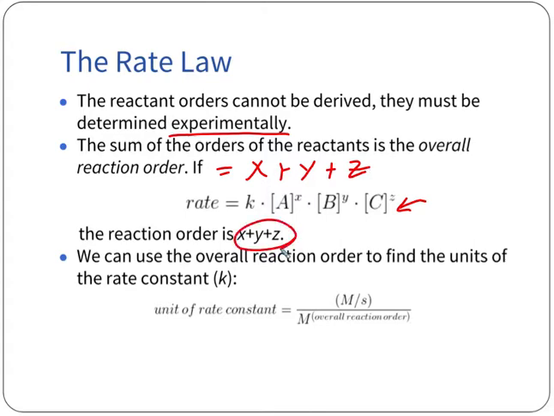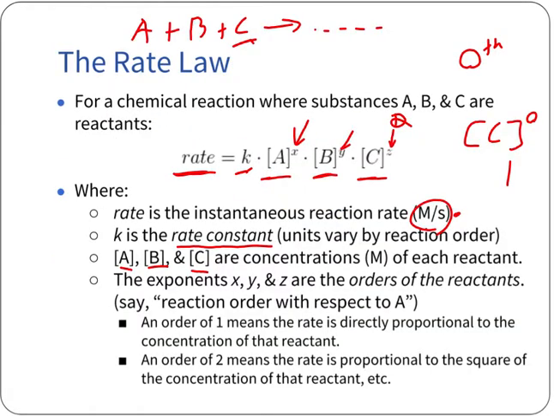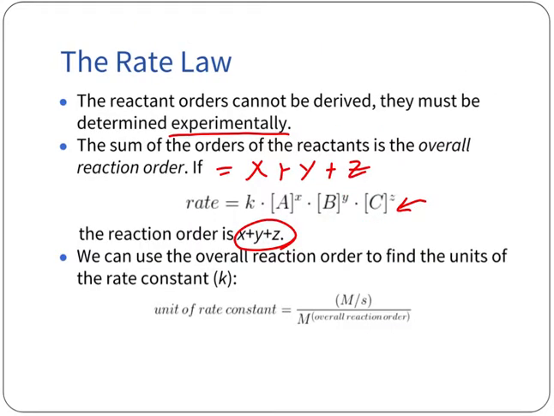We can use this overall reaction order to find the units of the rate constant K, because you remember we said that the rate constant's units vary based on the reaction order. Well, that's what we mean by reaction order. It's basically the sum of all the orders of the individual reactants. And so here's how we figure it out. The units of the rate constant are always the good old-fashioned molar per second, like we've said. That's our rate unit right here, divided by the molarity to the overall reaction order power.